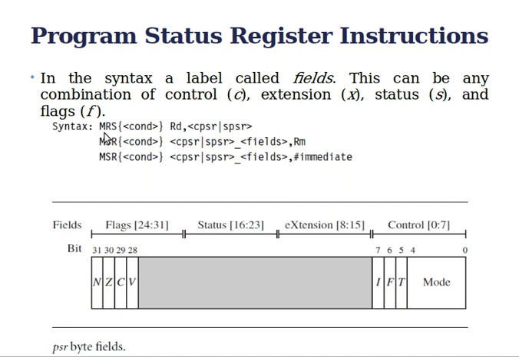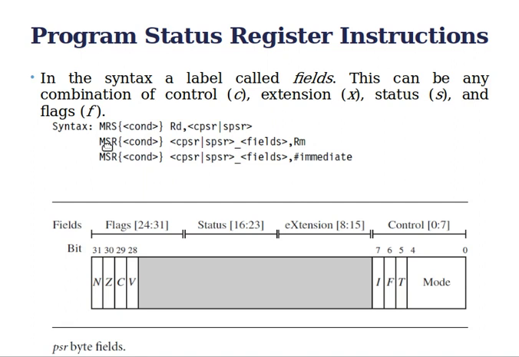Moving on to the syntax, here we have three different syntaxes. The first one is the MRS, which is a read operation. All we are doing is transferring the contents of either the CPSR or SPSR onto a register, which is the destination register. That's why the Rd. And as you can see, all these conditions are included in curly brackets, which clearly means that they are optional.